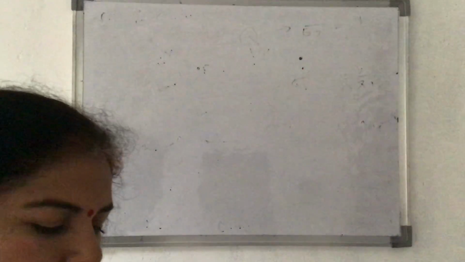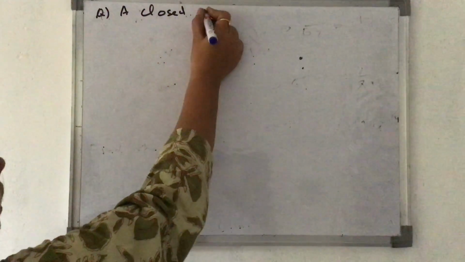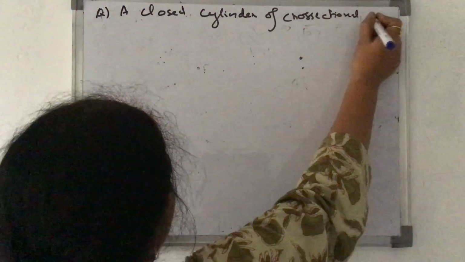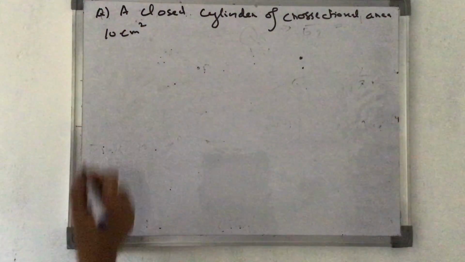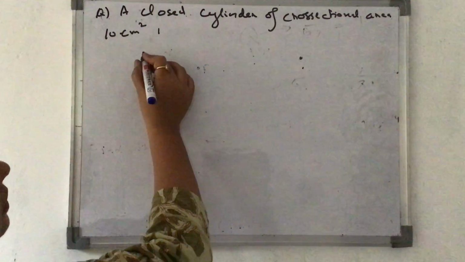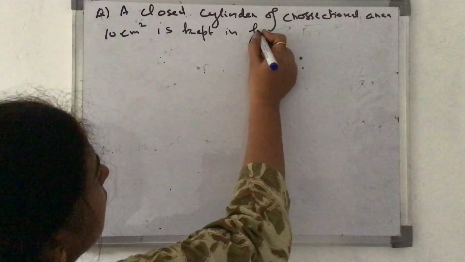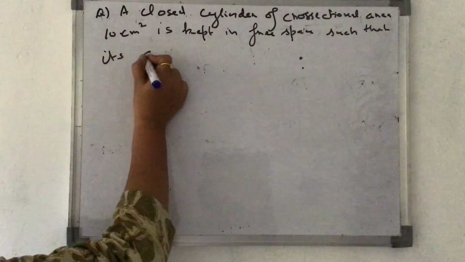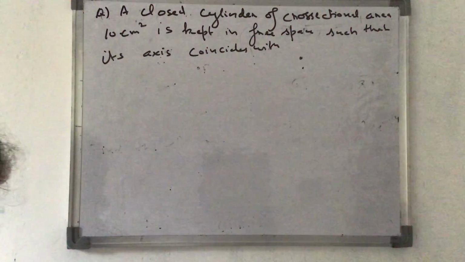I come to the next question. In the next question, we have a closed cylinder of cross-sectional area 10 centimeters square, kept in free space such that its axis coincides with the x-axis.